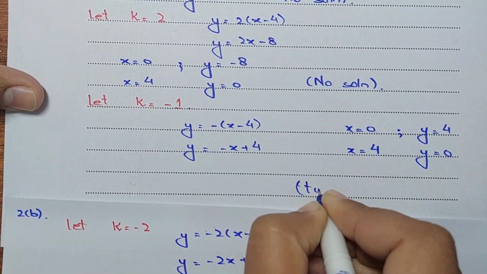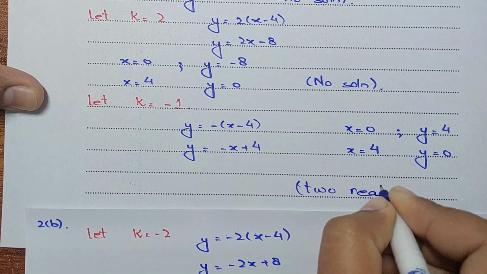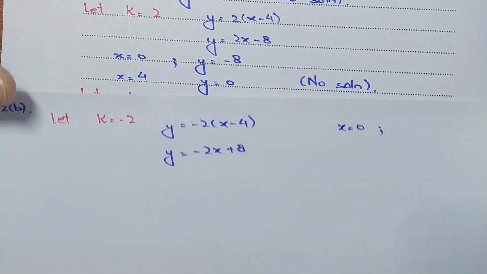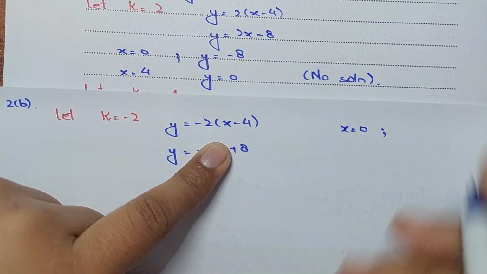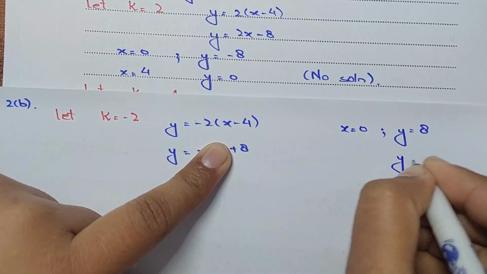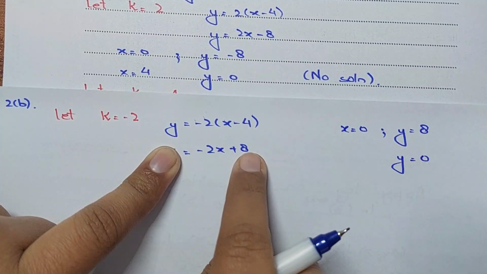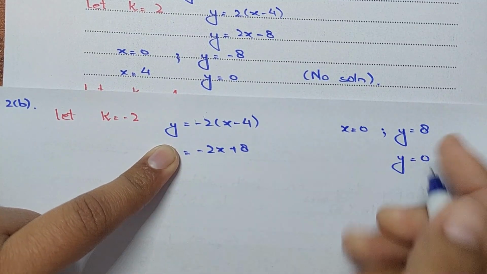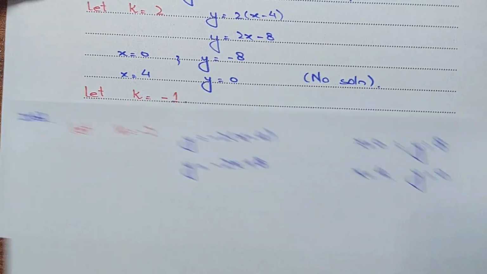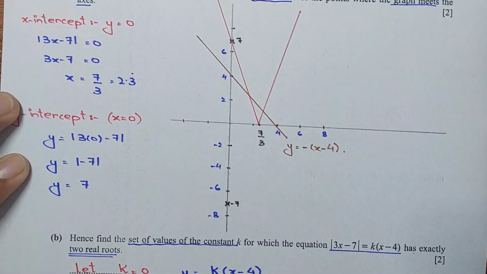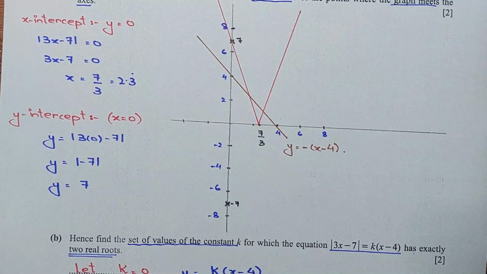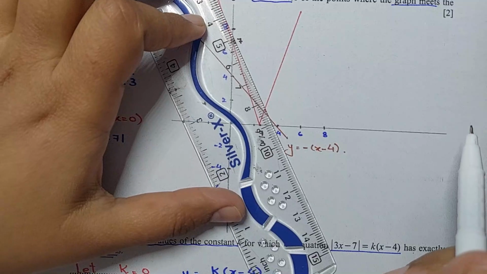Yes, here we have two real solutions when k is minus 2, right? Okay, when x is 0, y is 8. And when y equals 0, what happens to x? Minus 8 divided by minus 2, x is 4. Okay, x is 4 and y is 8. Look at the graph. X is 4 and the y is 8 over here. This point. X is 4 and the y is 8.